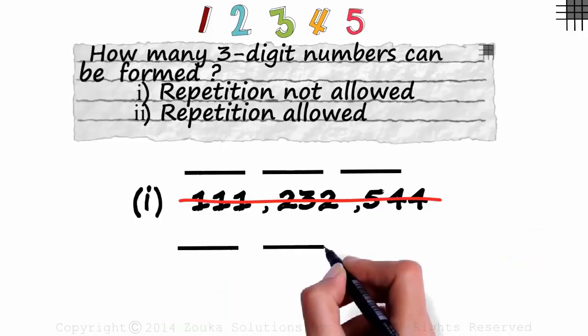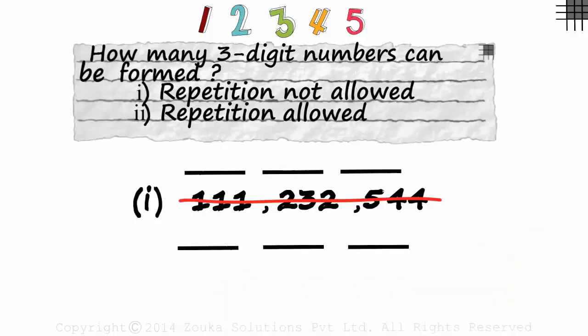So let's make 3 slots for the digits again. Now you can start thinking. How many 3-digit numbers can be formed if repetition is not allowed? Before you think of the 3-digit numbers, look at the slots individually. Let's look at the first slot or the hundreds place. In how many ways can you fill the first slot?